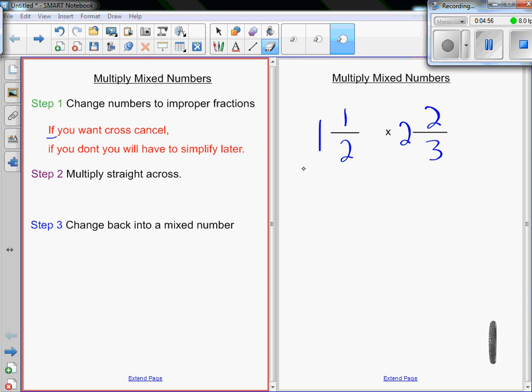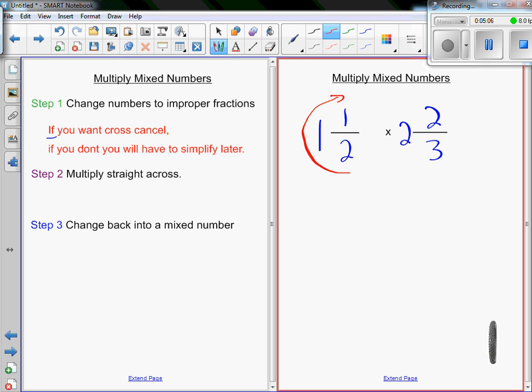We'll do one more. This one a little bit quicker. Number 1, change my mixed numbers to improper fractions. Once again, I draw my little half circle, multiply the bottom, add the top. 2 times 1 is 2, plus 1 is 3. And that's over the same number as my denominator. Then I multiply it by 3 times 2 plus 2. 3 times 2 is 6, plus 2 is 8. 8 thirds.